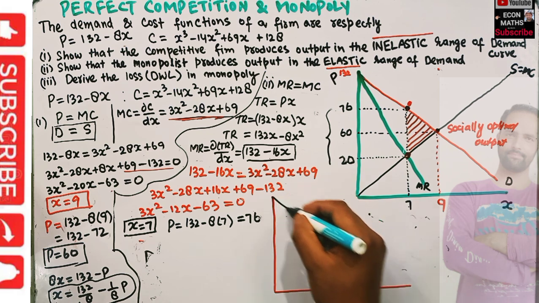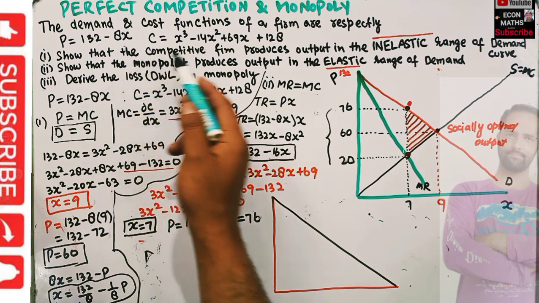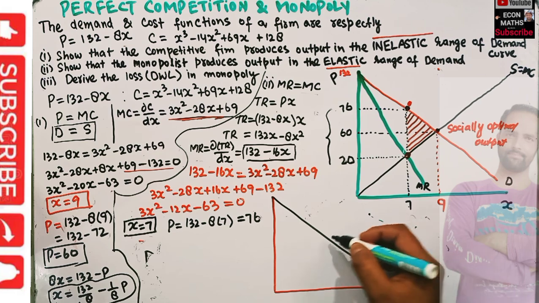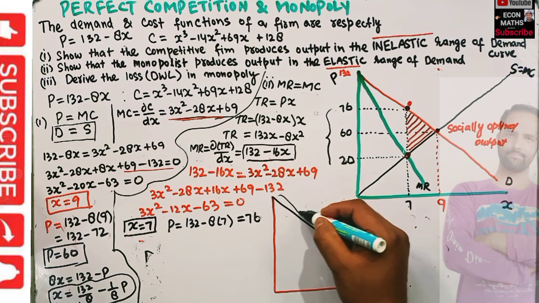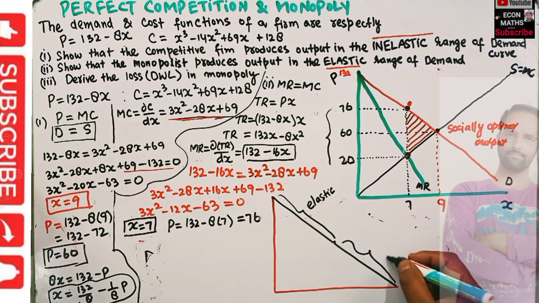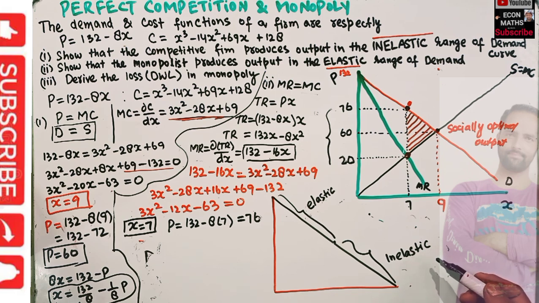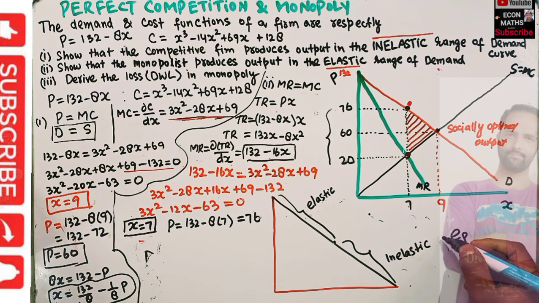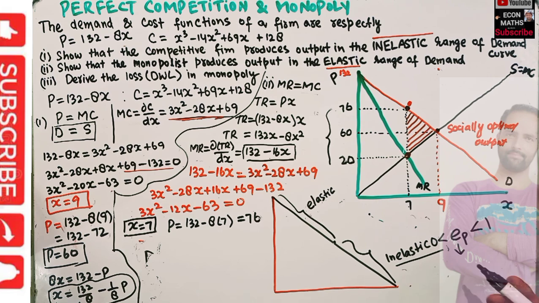Let us say this is our demand curve. We were told to show that the competitive firm produces output in the inelastic range. Okay, so if this is our demand curve, let us say this is the midpoint. The upper half region is our elastic region, and the lower half region is inelastic. Now, elasticity of demand is inelastic when it is greater than 0 but less than 1. And we obviously got elasticity of demand in case of perfect competition as we calculated it, I don't remember now. Okay, so we got a number which was less than 1.